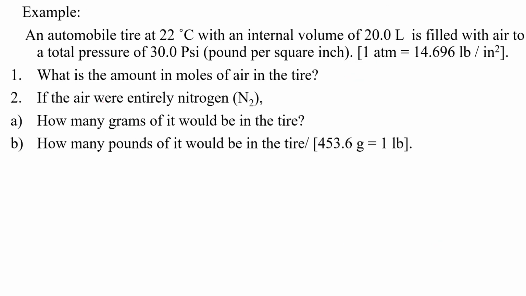Here we have another example, so please do this example on your own and then check the answer here. In this example, we have an automobile tire at 22 degrees Celsius with the internal volume of 20.0 liter. It is filled with air to a total pressure of 30 psi, which is pound per square inch. And the first thing you have to find is what is the amount in moles of air in the tire. So let's just solve up to this point and then we will see what to do for the next.